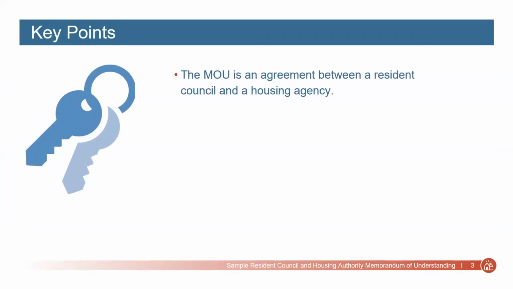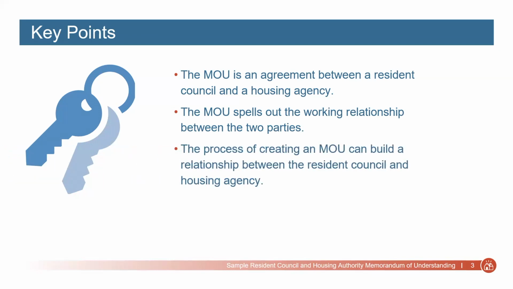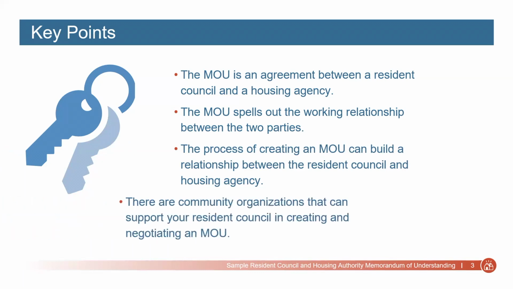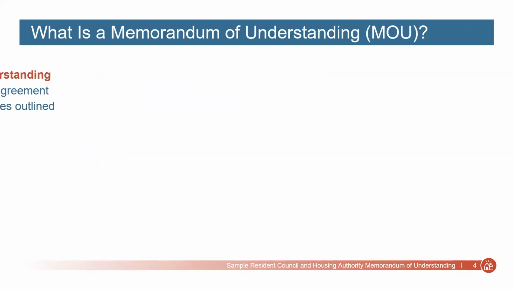Before going into the specifics, here are some key points related to MOUs. The Memorandum of Understanding, or MOU, is an agreement between a resident council and a housing agency, called a PHA. The MOU spells out the working relationship between the two parties. The process of creating an MOU can help build a relationship between the resident council and the housing agency. And there are community organizations that can support your resident council in creating and negotiating an MOU.